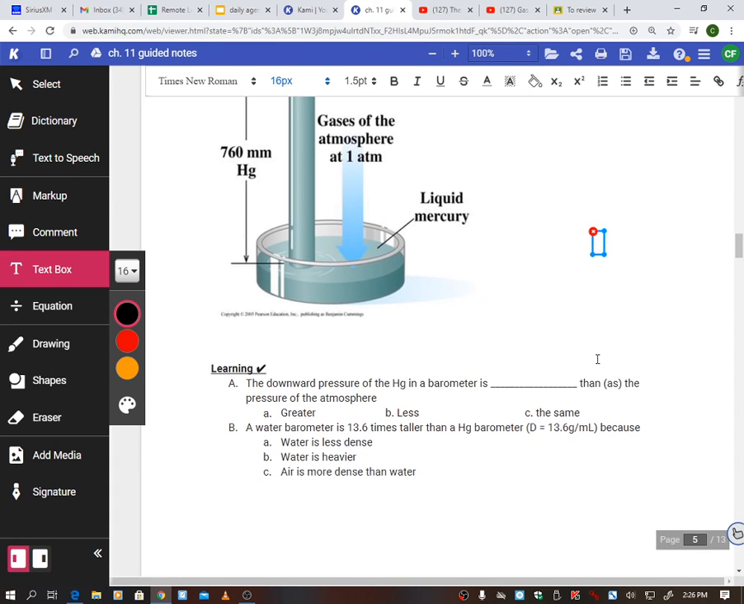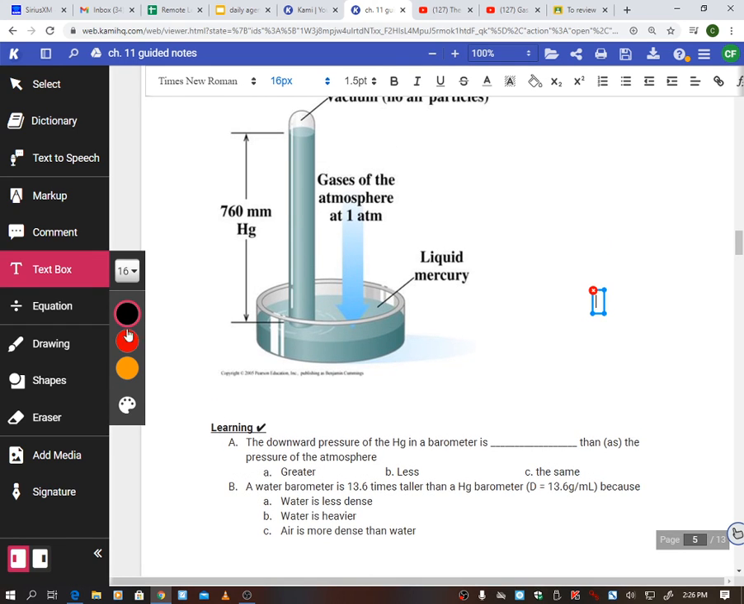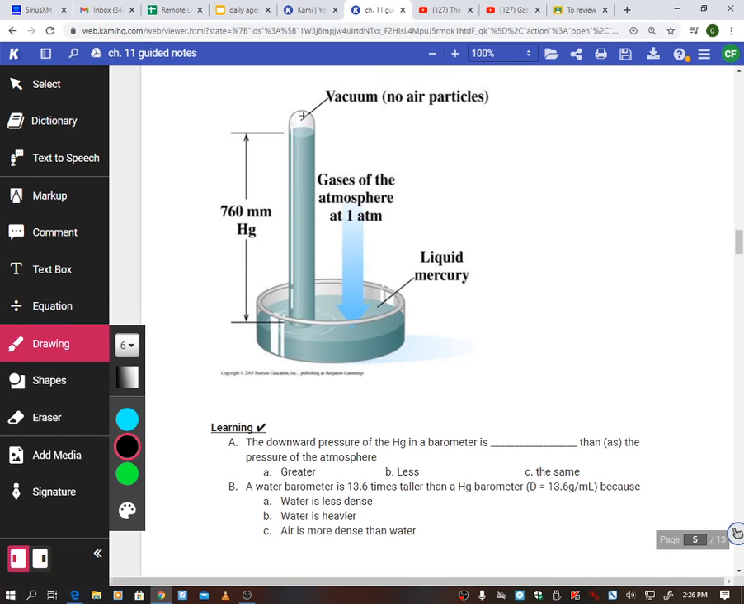So let's look at this learning check. The downward pressure of the mercury in the barometer, so the pressure going down right here, is blank than the pressure of the atmosphere. Now, if you listened in the video here, they said that this would even out, like this would stop when these two things are equal. So it's going to be C, the same.